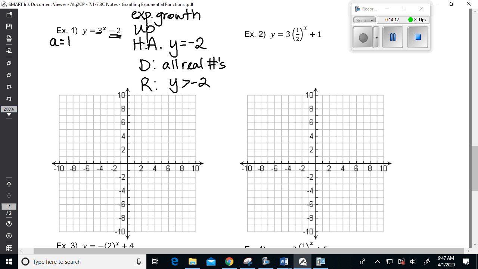Now, as far as graphing goes, the first thing that goes on the graph is the horizontal asymptote. Go to your y-axis, find -2, and literally draw your horizontal asymptote. Whether you do it as a dotted line or solid line, I personally don't care, as long as it's there.